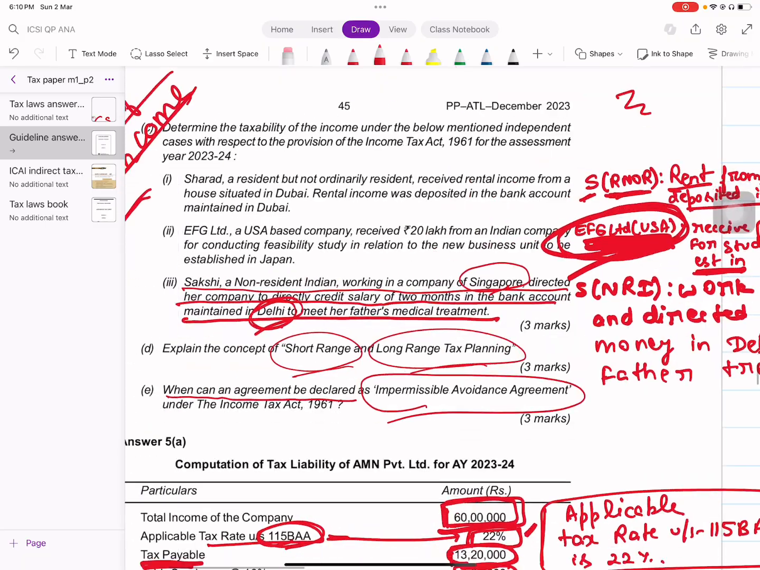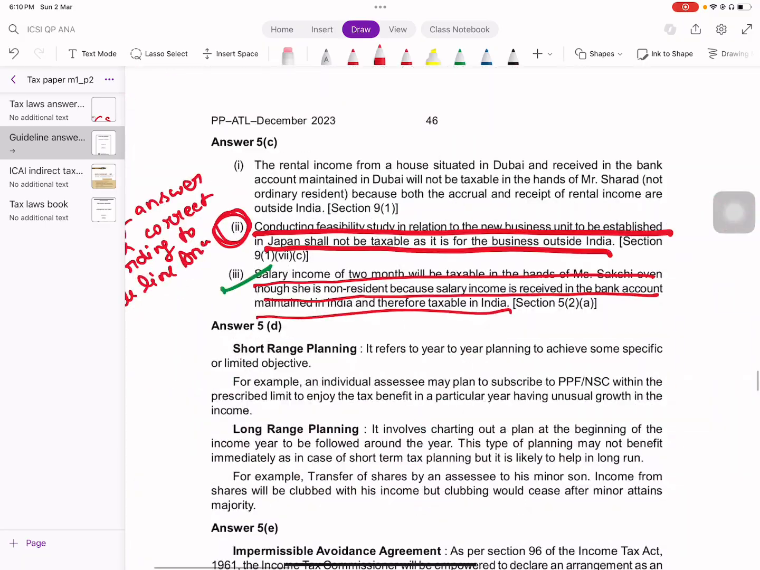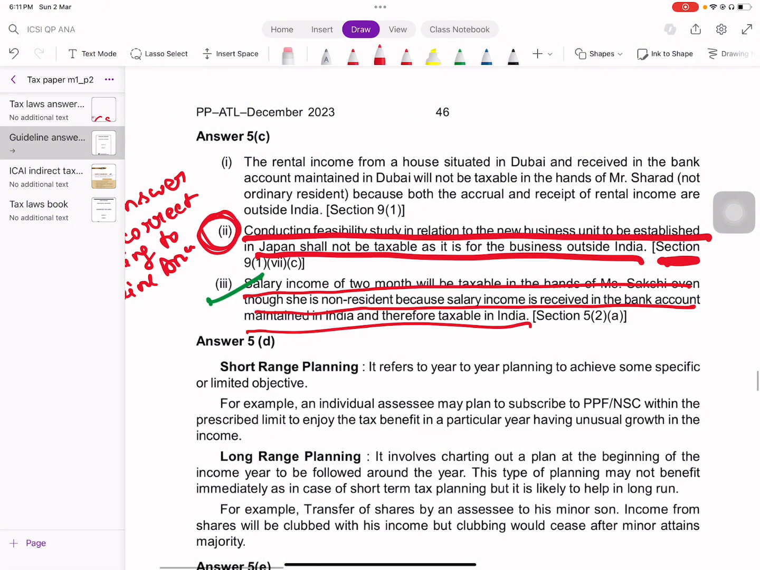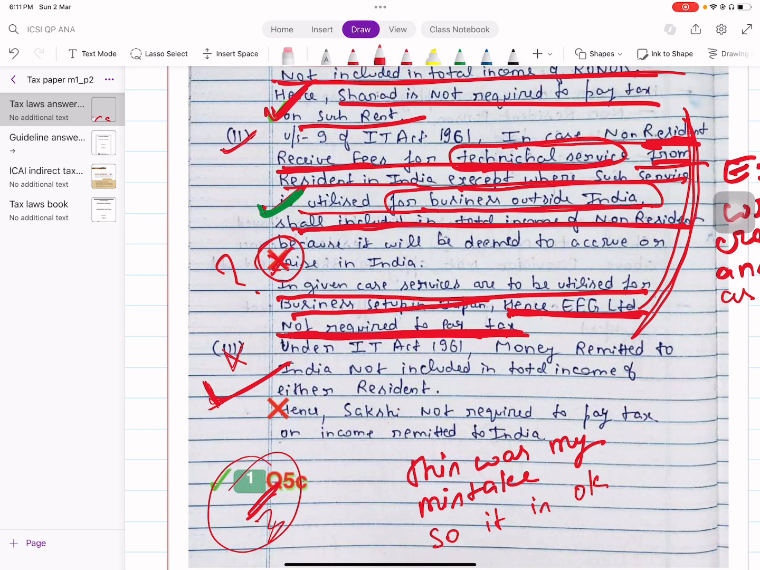If I show you the guideline answer, 5C second: conducting a feasibility study in relation to a new business unit to be established in Japan shall not be taxable as it is for business outside India. However, the examiner has marked it as wrong. I don't know why. Now let's move on to transaction number 3.